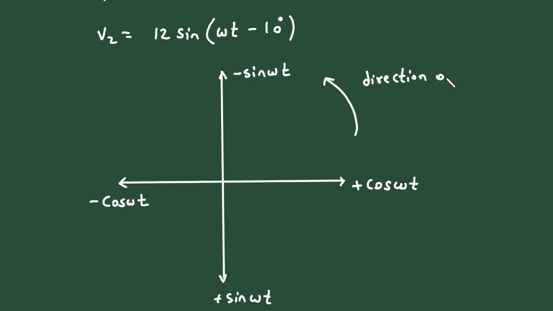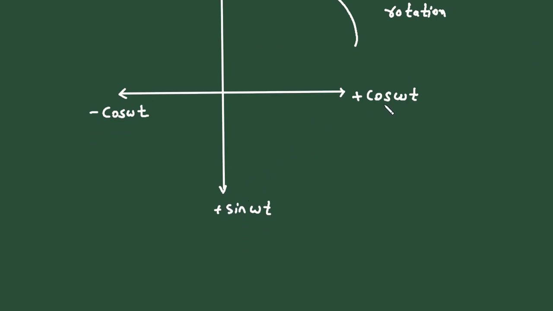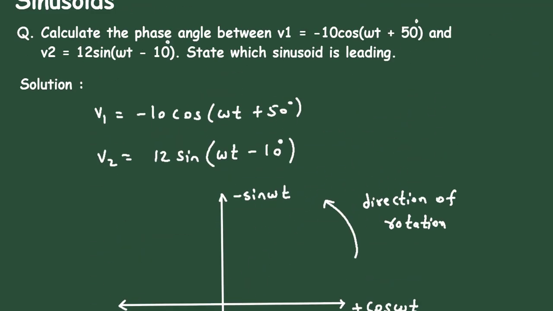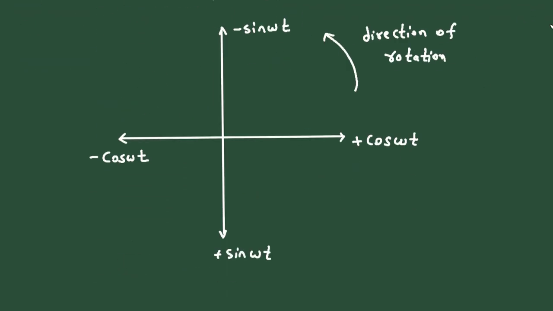Direction of rotation. That means if we want to convert this sine into cos, first we will convert this minus cos into plus cos. So if we go from here to here, then the angle is 180 degree, and we are going in the opposite direction of rotation. So that means it is minus 180 degree. Minus 180 degree we have to add.